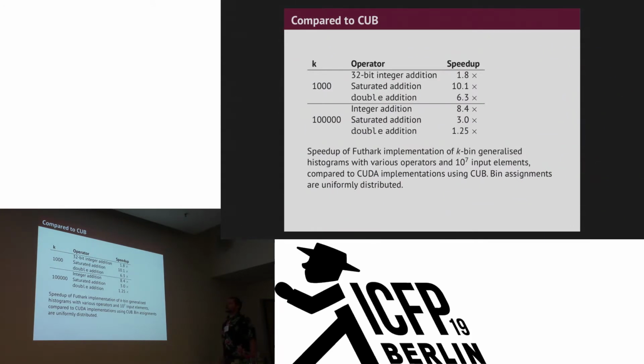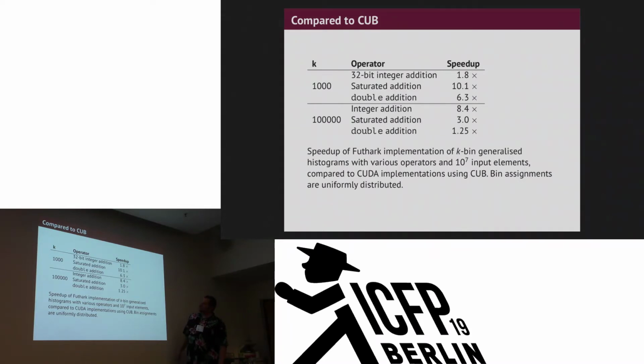We tried comparing our performance to CUB. CUB is a CUDA library of heavily optimized primitives, generally considered to be the best or most performant set of library primitives for CUDA. With CUB, you do need to do this radix sort plus segmented reduction thing to compute histograms. It doesn't have a native histogram except for integer addition. It's not for any of these more complicated cases.